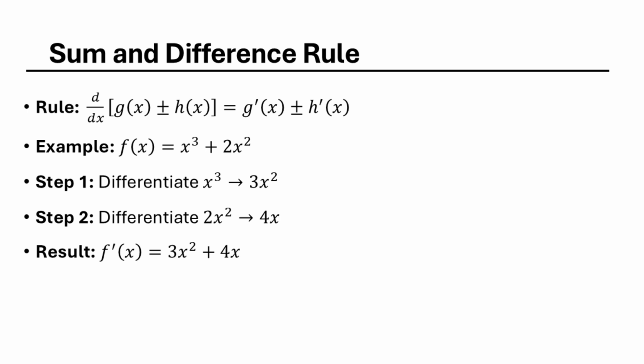Consider the function f of x equals x to the power of 3 plus 2 times x to the power of 2. We handle the first part first. The derivative of x to the power of 3 is 3 times x to the power of 2. Then the second part, for 2 times x to the power of 2, we bring the 2 down to multiply with the other 2, getting 4, and decrease the power to 1. So we get 4 times x. Putting it together, f prime of x equals 3 times x to the power of 2 plus 4 times x.